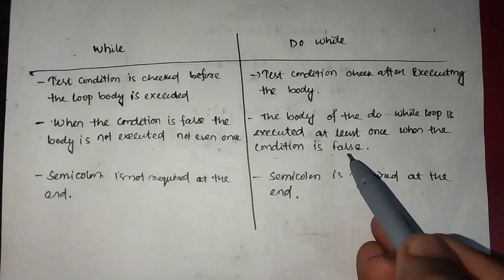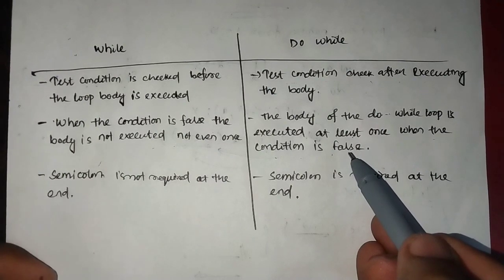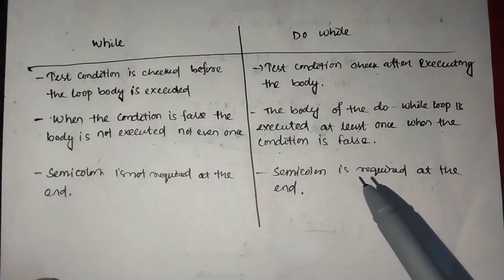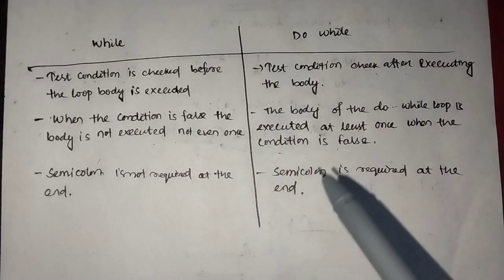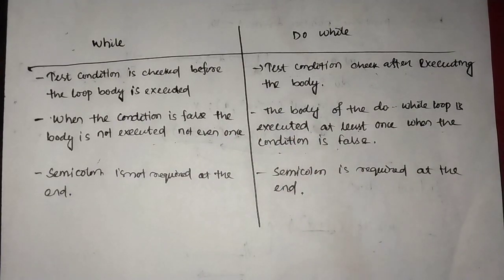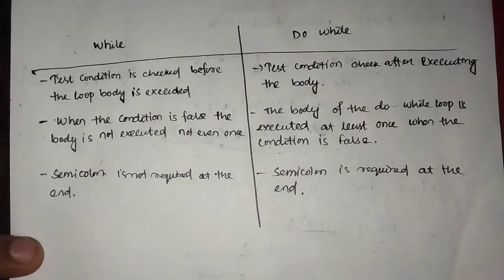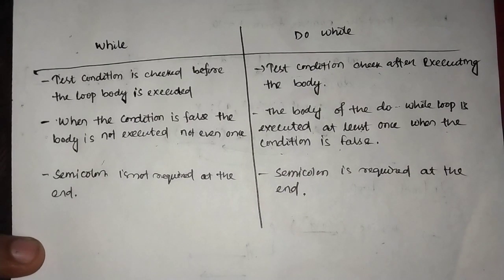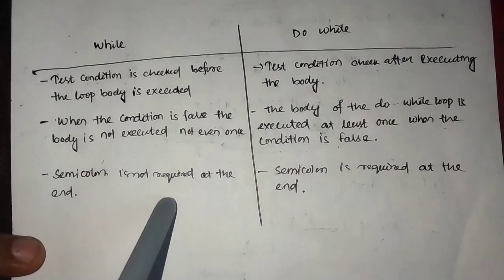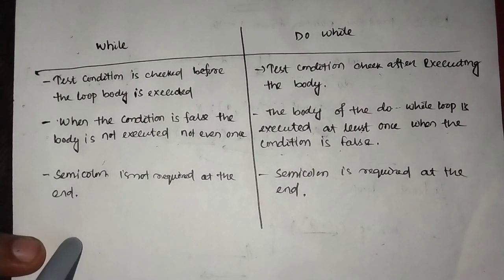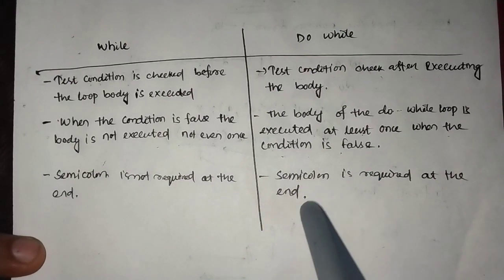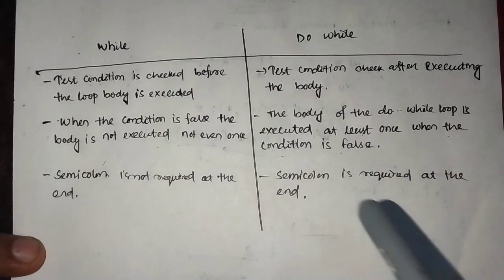It will execute the code first. After that it will check the condition. If the condition is true, then it will iterate again. If the condition is false, then it will skip the loop. But the code is executed at least once. The third difference is that a semicolon is not required at the end of the while loop, while in the do while loop a semicolon is required at the end.